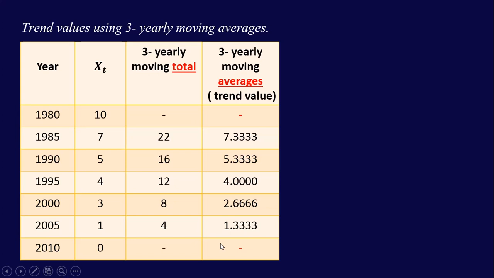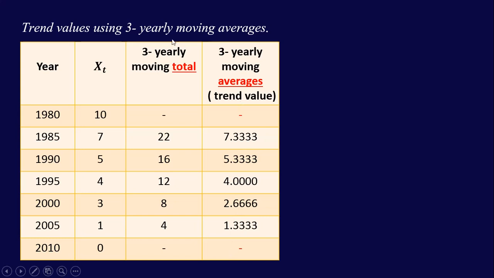So it is a drawback of this method of moving averages, that we are unable to find trend values of the first year and the last year, in this case with 3 yearly moving averages. If we consider 5 yearly moving averages, it will not be possible to find trend values for the first 2 years and last 2 years. So it is a drawback of this moving averages method. We cannot find the trend values for the first few years and last few years in that time series.